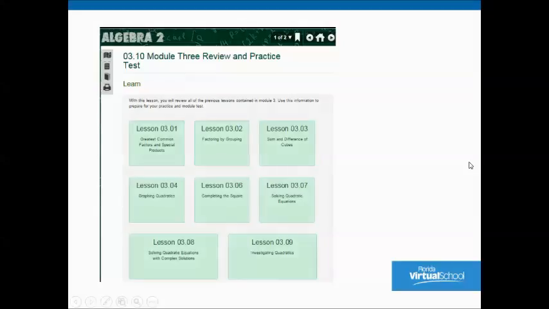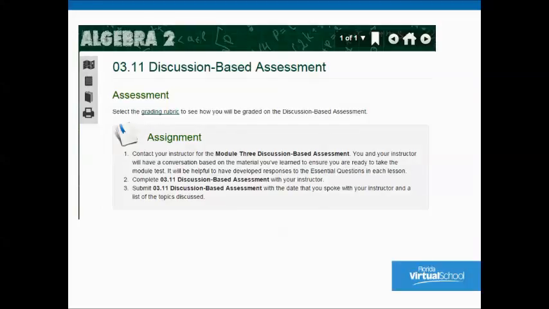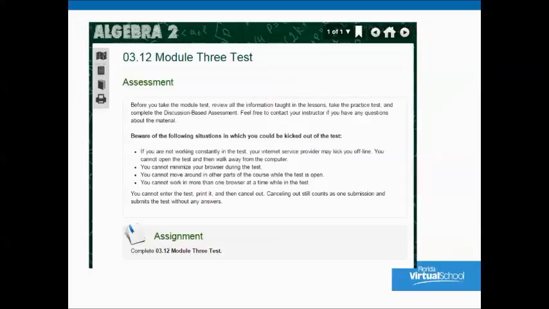Lesson 3.10 provides an opportunity for students to review major concepts before the module exam. Students take a practice test to gauge their readiness for the module test. Lesson 3.11 directs the students to contact their instructor to complete their discussion-based assessment. Lesson 3.12, students are directed to complete the module test.